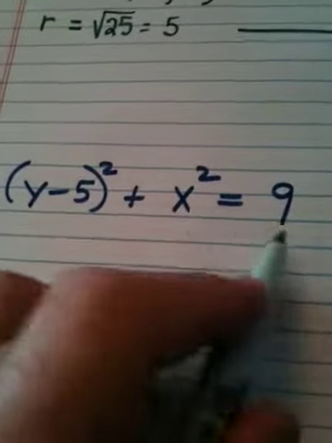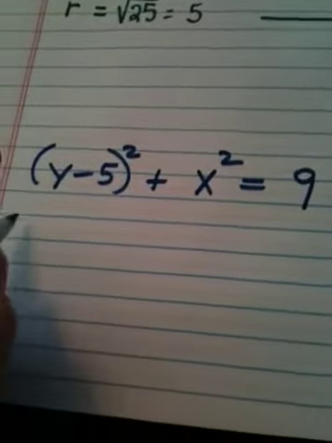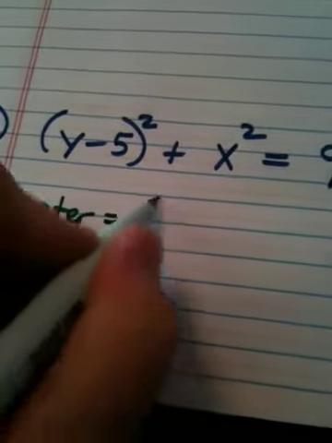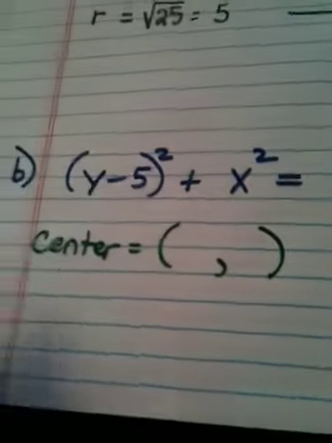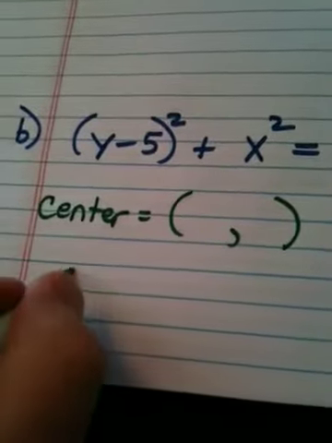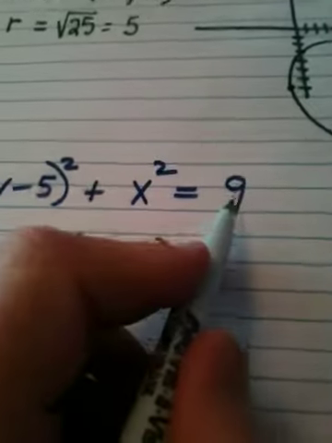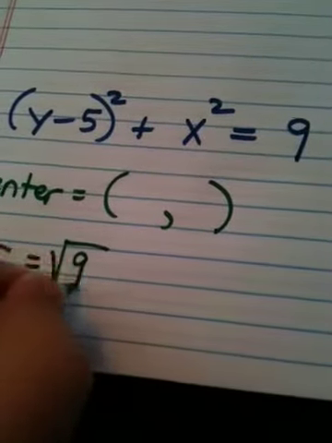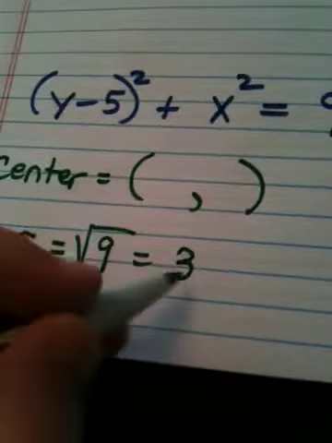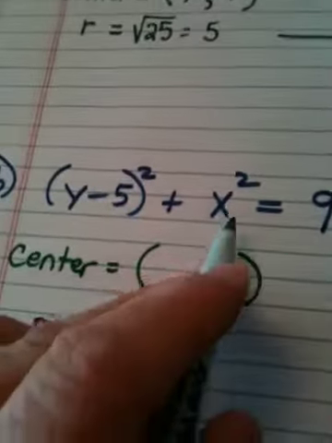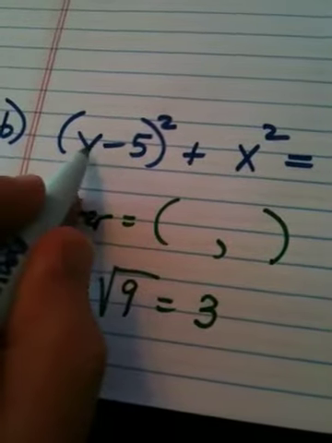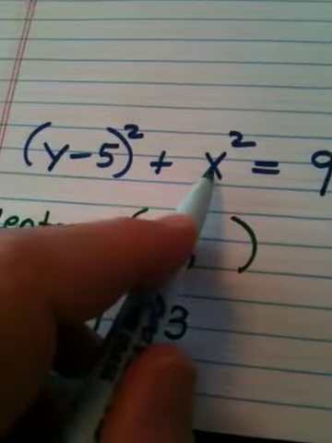Okay, we want to try to find the center of this circle. Now remember, the center of the circle is (h, k). The radius is the easiest one to find. Whatever this number is, you take its square root. So the square root of 9 is 3. So our radius has length 3.